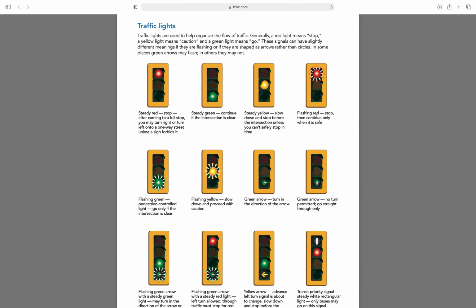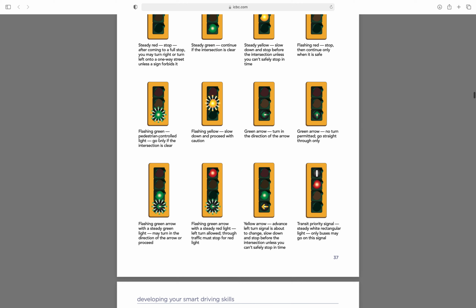Flashing red, stop and then continue when it's safe. You will get this one when the power goes out. The light will flash red or it will flash green, and you want to be super careful because those are usually extreme circumstances.